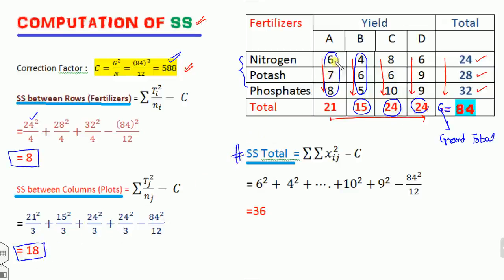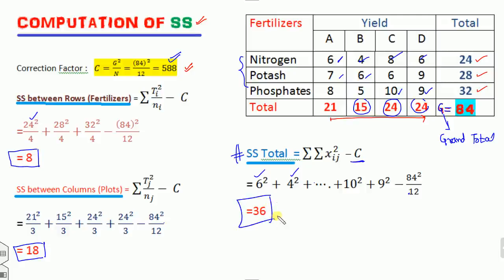Total means this square. Sorry, 6 square first, then 4 square, then 8 square, then 6 square, then 7 square and 6 square and so on, up to 10 square plus 9 square, minus C always. So it will be 36.